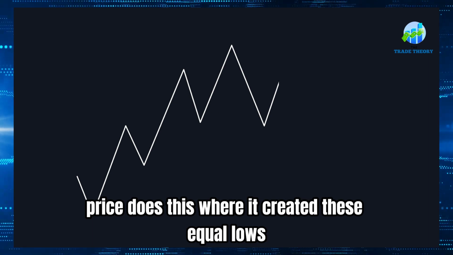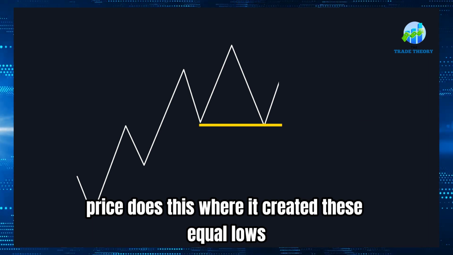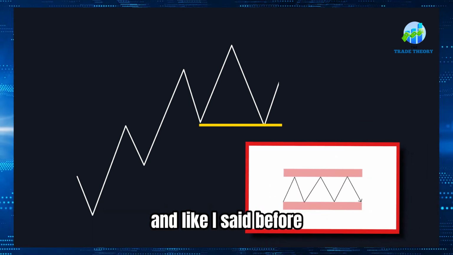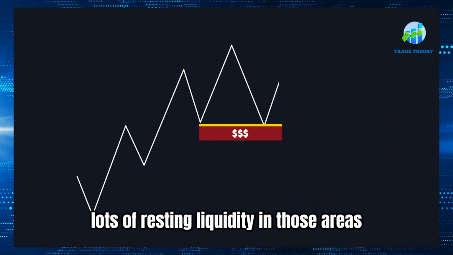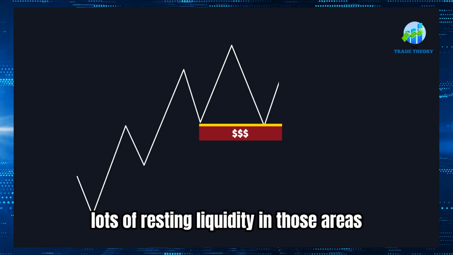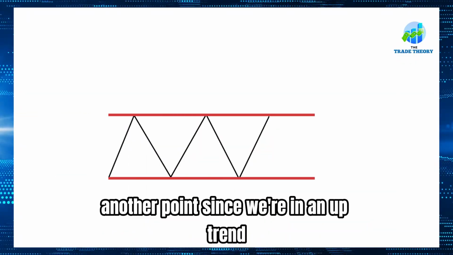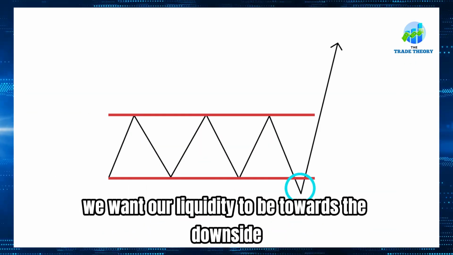After this uptrend, price does this, where it created these equal lows. And like I said before, whenever there are equal highs or equal lows, that will mean there's lots of resting liquidity in those areas. Another point, since we're in an uptrend, we want our liquidity to be towards the downside.